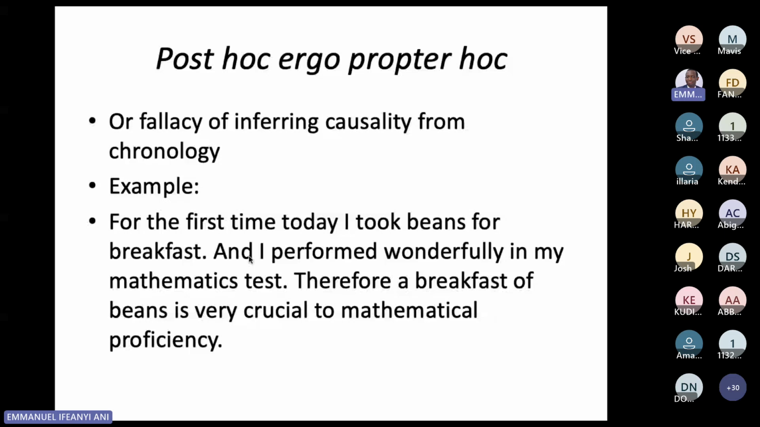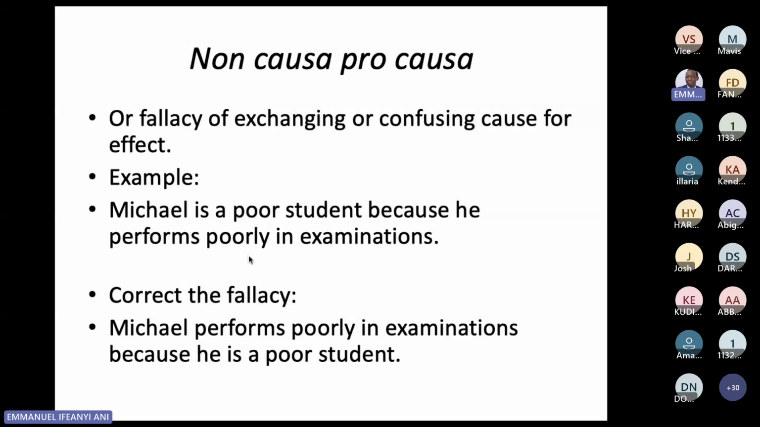Then we have non causa pro causa, or the fallacy of confusing cause for effect. Example: Michael is a poor student because he performs poorly in examination. That's a wrong way of looking at it. To correct that fallacy, you would rather say that Michael performs poorly in examinations because he's a poor student. So it is the other way around.